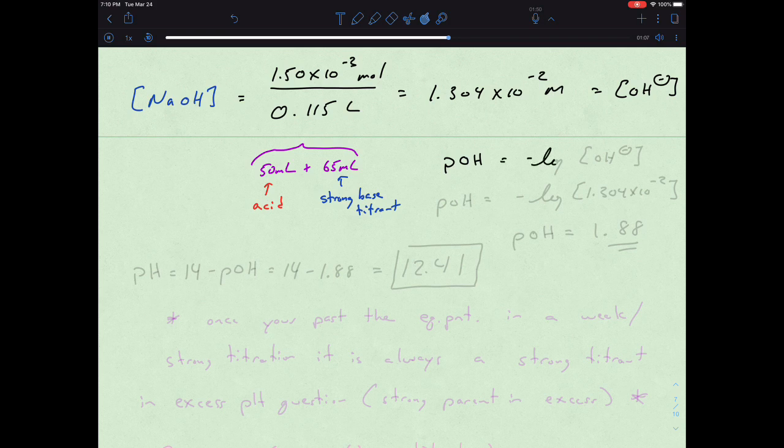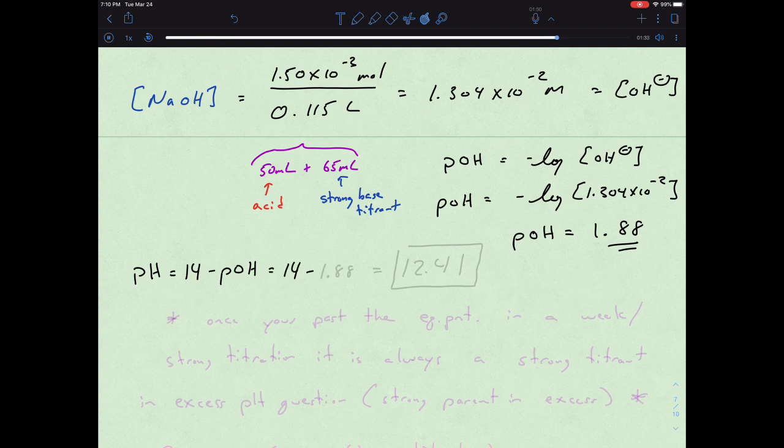Our pOH would be the negative log of that concentration. And we get a pOH equal to 1.88. Our pH would be 14 minus that pOH, or 14 minus 1.88, and that gives us a pH of 12.41 for the data point here of 65 milliliters of the 0.1 molar sodium hydroxide being added during this titration.